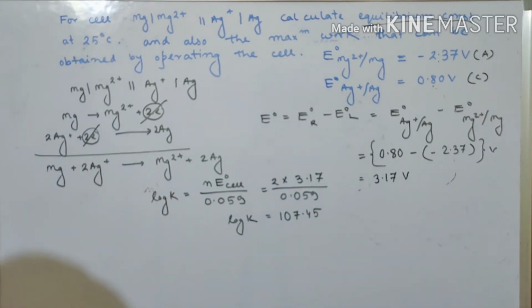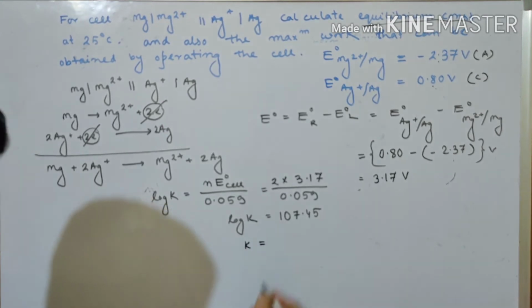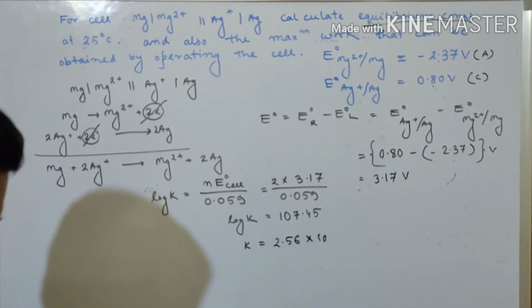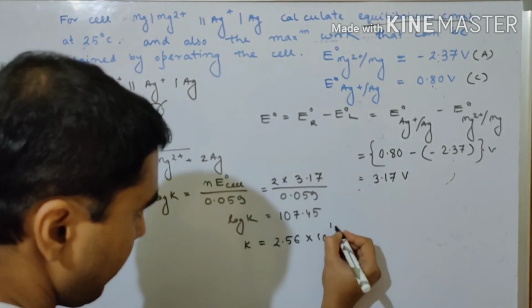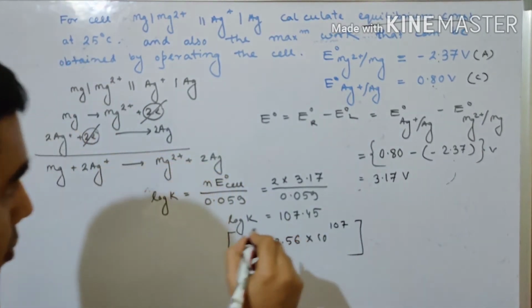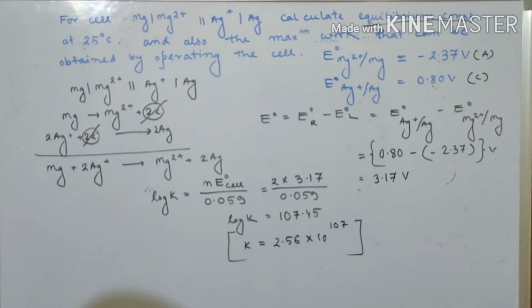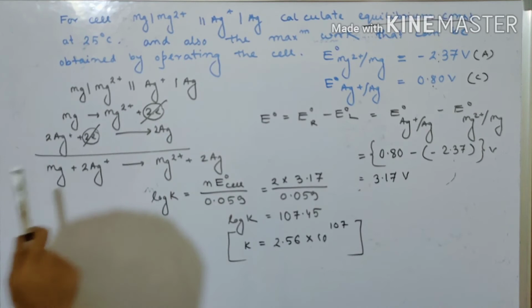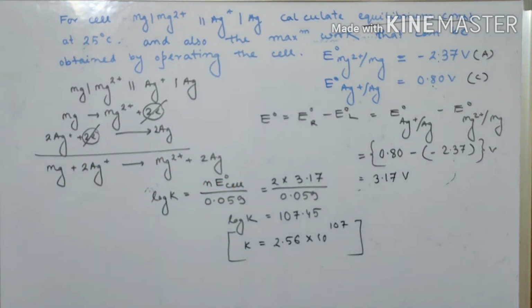So the value of K, if we want to calculate, this is the main thing. Next for K, we have to take the anti-log of that, and that value you can calculate from log table. So we are getting K is equal to 2.56 into 10 to the power 107. This is the value of equilibrium constant. Since this high value suggests that the equation will be completely shifting to the right hand side, this reaction is so spontaneous.